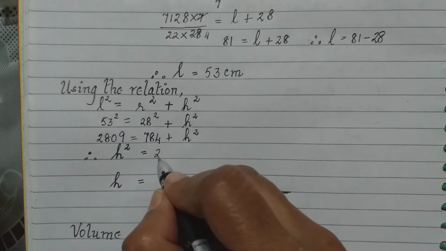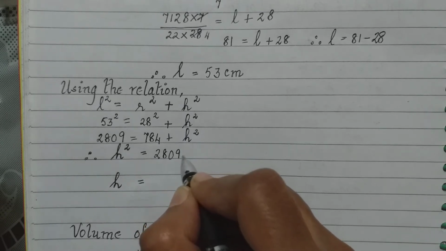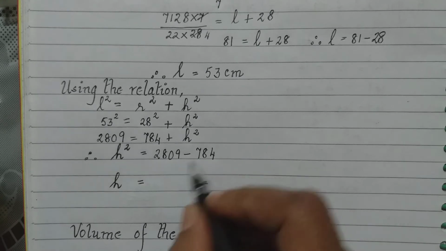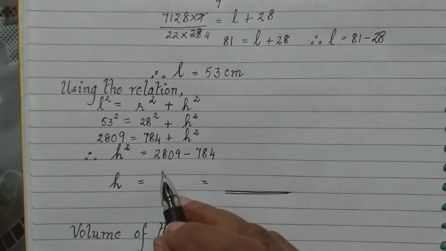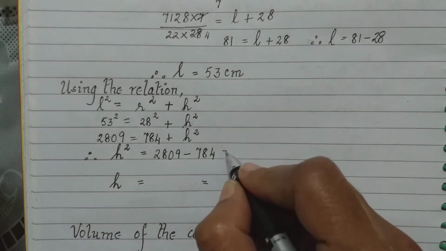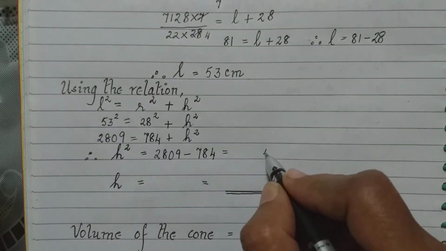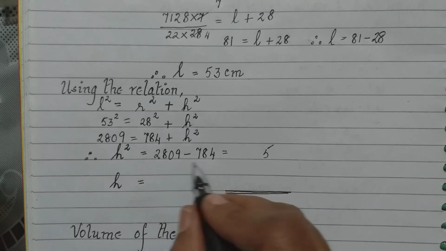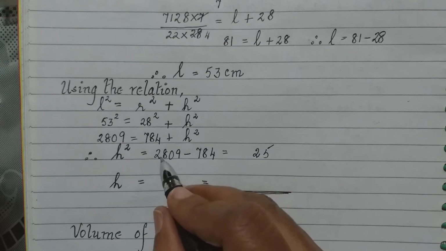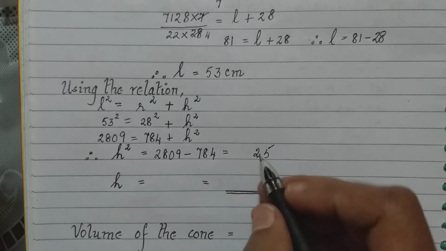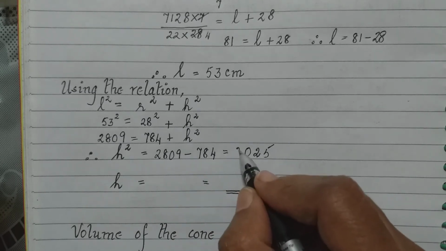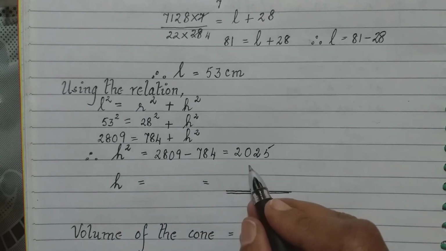That becomes 2809 minus 784. So when I subtract here 2809 minus 784, I get 9 minus 4, 5. Here it will be 10 minus 8, which is 2. So 1 is borrowed, there we'll have 7. 7 minus 7 is 0. 2 minus 0 is 2. So h square is 2025.